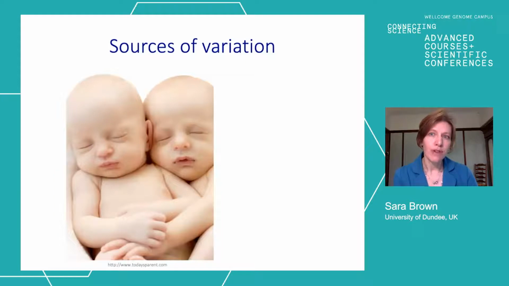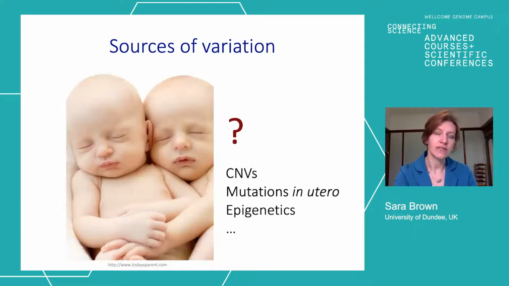So other evidence of important sources of variation comes from identical twins. So in theory, these beautiful identical twins have identical DNA, but clearly they don't have an identical phenotype even at birth, let alone later in life. And these additional sources of variation might come from copy number variants that are harder to detect. They might come from mutations that occur in utero, and they might come from epigenetic effects that can accrue over life, as well as obviously other environmental effects on the twin phenotypes.